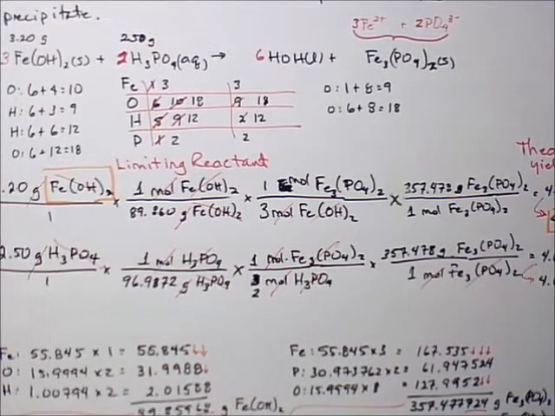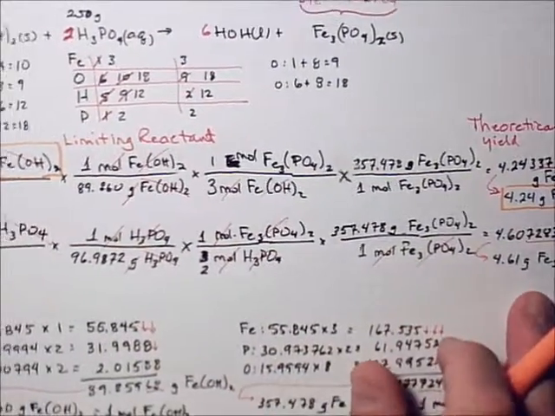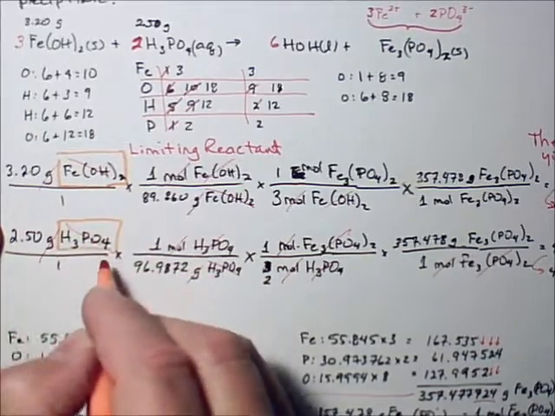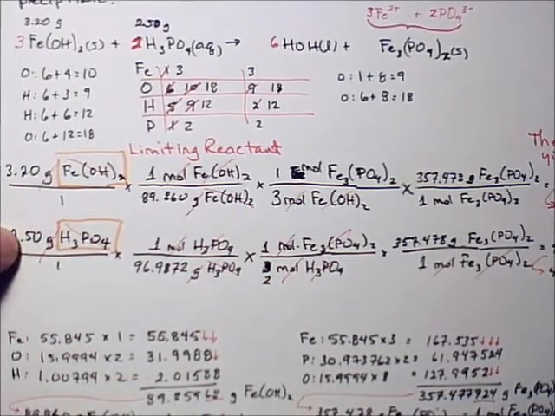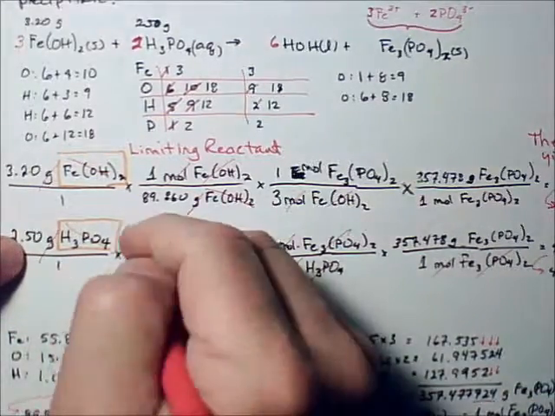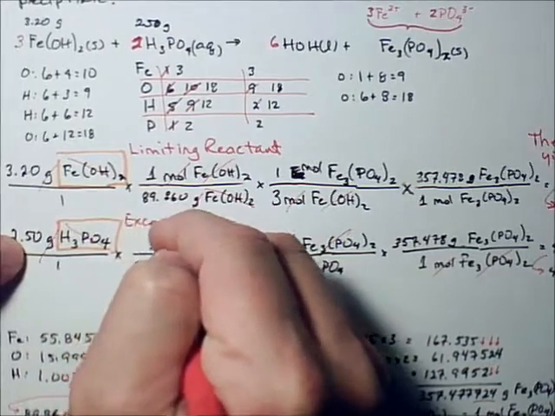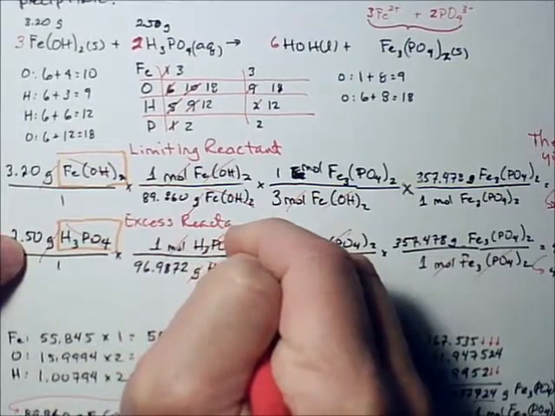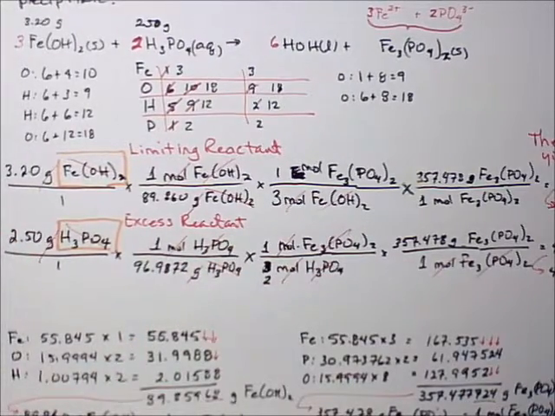Okay? The species you started with to get the greater amount, this species right here, that's the excess reactant. You got that?